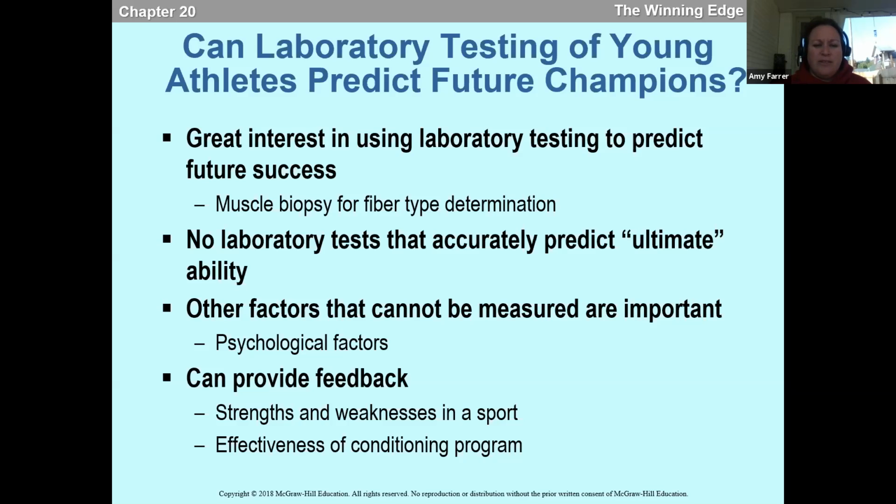Again, can you give us strengths and weaknesses? Can you look at the effectiveness of what we're currently doing? Sure, but can you predict that champion? Not necessarily.